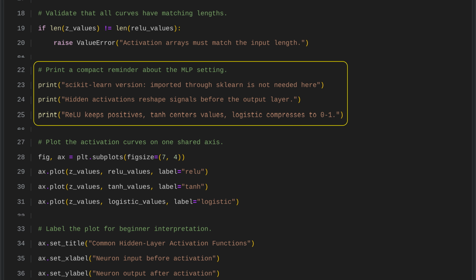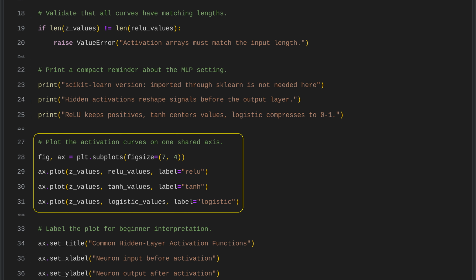This reminder focuses on what hidden activation functions do in a multilayer perceptron, rather than on any specific Scikit-Learn version. Hidden activations reshape signals before they reach the output layer, helping the network learn complex patterns. ReLU keeps positive values and turns negative values into 0. tanh centers outputs around 0, and the logistic function compresses outputs between 0 and 1.